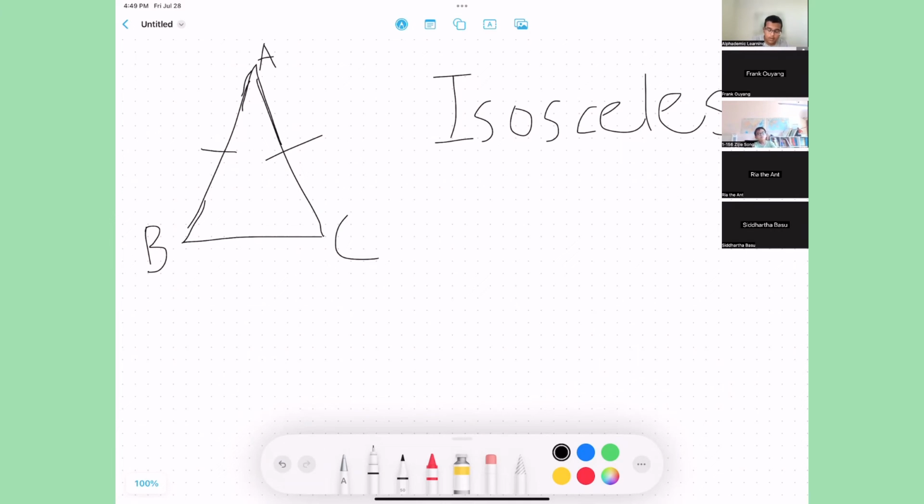What this type of triangle means is that if you have an isosceles triangle, and you have two sides that are equal to each other, then both of these angles are going to be equal to each other. So these are going to be congruent angles. So angle ABC is equal to angle ACB. Does that make sense?